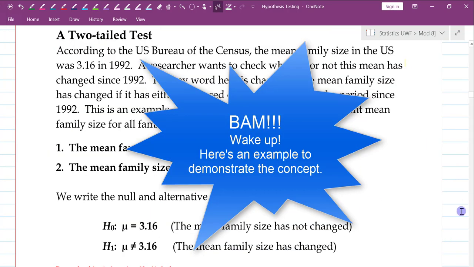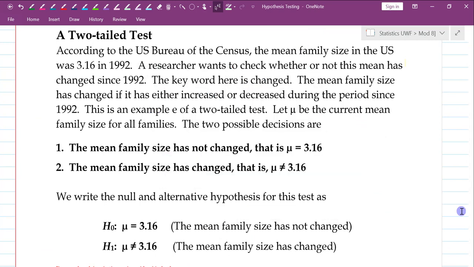Alrighty, so let's do an example and see if this helps clarify a little bit of what we just went over. So we have a two-tailed test. According to the U.S. Bureau of Census, the mean family size in the U.S. was 3.16 in 1992. A researcher wants to check whether or not this mean has changed since 1992. The key word here is actually change, okay? The mean family size has changed if it has either increased or decreased during the period since 1992. This is an example of a two-tailed test.